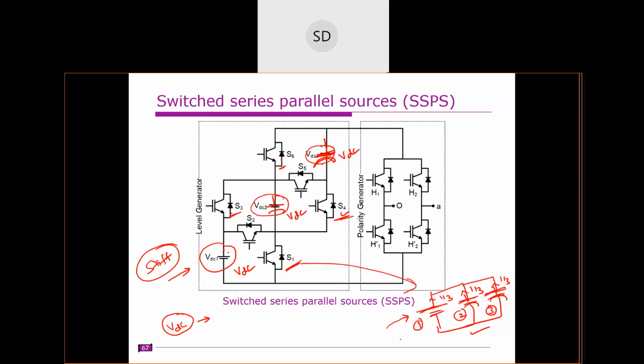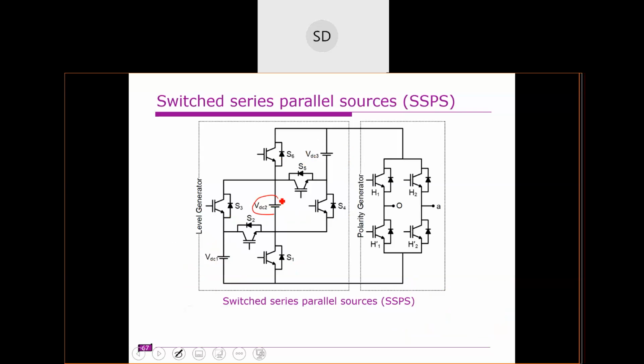Now what will happen? If this capacitor is charged to the source voltage, it will act as a source. Whenever the capacitor voltage is reduced while you are obtaining the VDC voltage levels, we again switch on S1, S4 and S3, S6, so that these capacitors come in parallel with the DC source and their charge is maintained. Is it clear? It's clear.